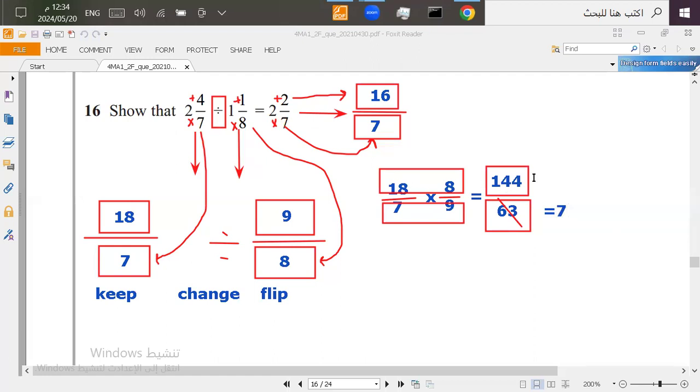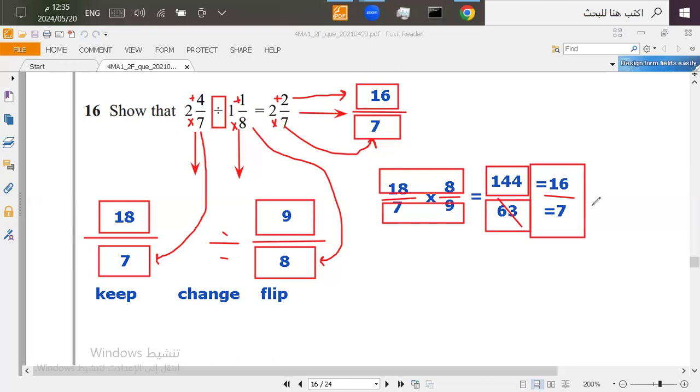And because we divided the denominator by 9, we're going to do the same for the numerator. 144 divided by 9 will give me 16. So the final fraction is 16 over 7. 16 over 7, and it's the same as given in the question before. This is the meaning of showing or proving that the answer is correct.